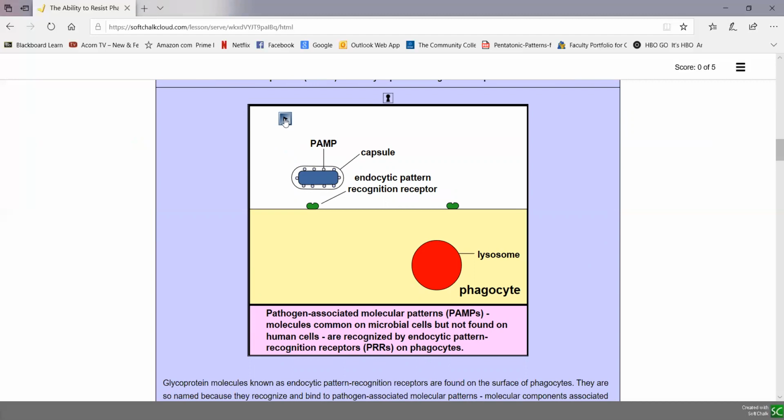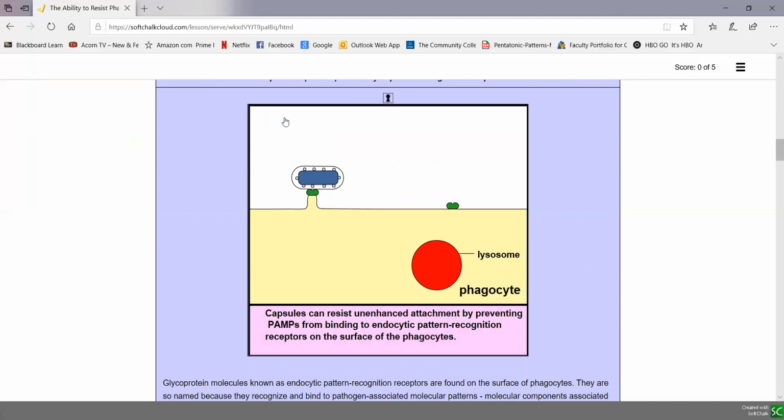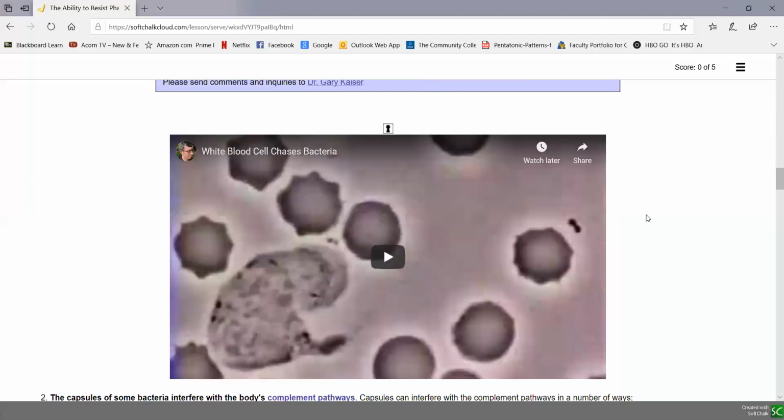So when the endocytic PRRs try to grab a hold of the PAMP on the bacterium, they can't get a hold of them, and they can't stick the bacterium to the surface of the phagocyte, so the organism is never attached. But remember, if it can't be attached, it can't be engulfed. Now, occasionally, if it's pushed up against some solid surface, it can still take it in. But basically, the capsules are resisting this unenhanced attachment. And we see that happening.